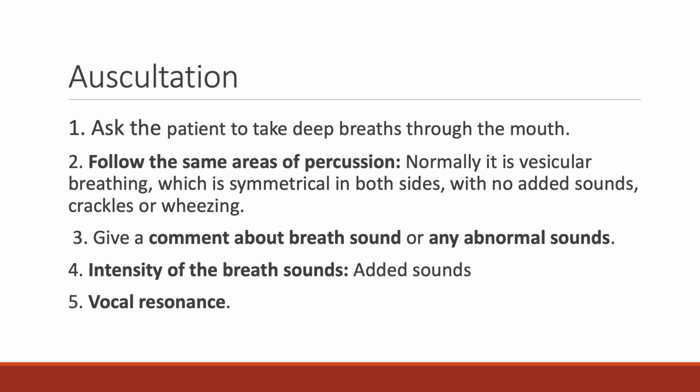Auscultation: wherever you percuss, you should put your stethoscope and do auscultation. You should listen for the breath sounds. Ask the patient to take deep breaths through the mouth and comment on the breath sounds, whether they are vesicular or whether you can hear bronchial breath sounds. Did you hear any added breath sounds? What type of added breath sounds did you hear? For vocal resonance, you can tell the patient to say one, one, or e, and just auscultate on both sides and comment on vocal resonance.